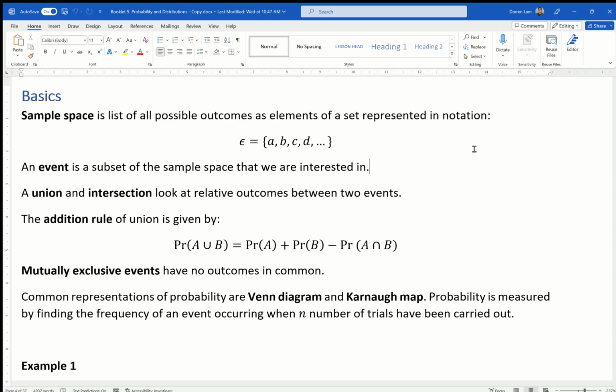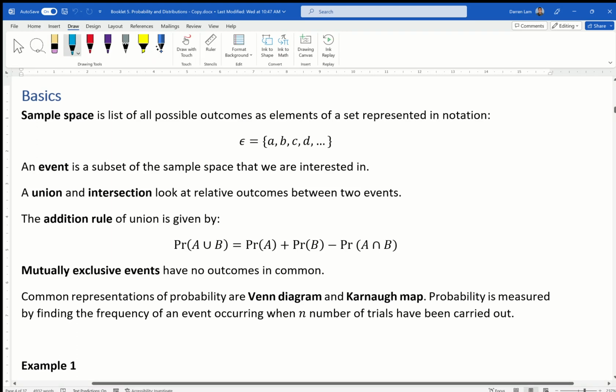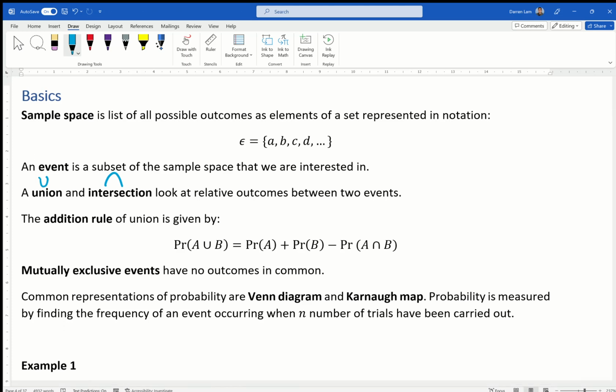Right? An event, union, intersection, etc. You need to know and be very clear in the difference between union and intersection and where they are prevalent. So your union intersection notation as well. You need to know your addition rule of union. So basically to say that the probability of A in unison with B, so where A or B, again you have to keep that in mind, equals the probability of A plus the probability of B minus the probability of A intersecting with B.